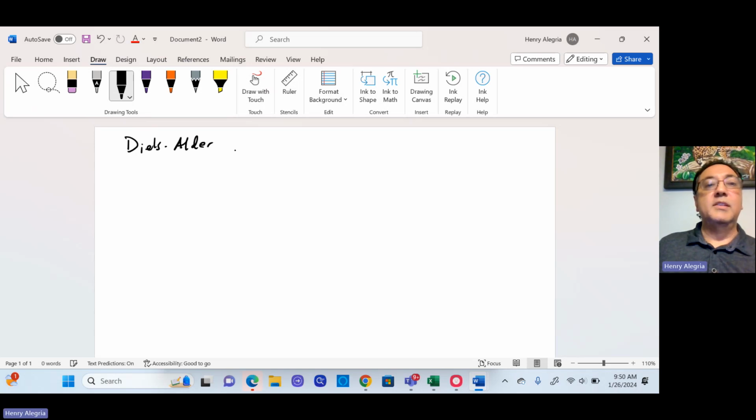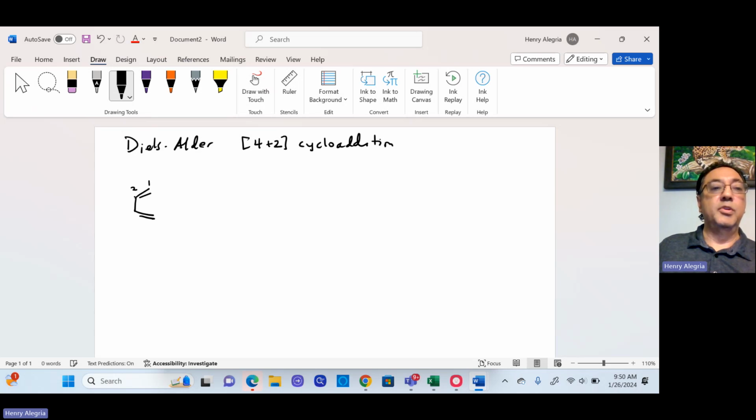Diels-Alder reaction. This is also known, by the way, as 4+2 cycloaddition. So let me remind you again what I just showed you. This would be a Diels-Alder reaction, where you're going to have this 1,3-butadiene reacting with this ethene. You're going to get your electrons flowing this way, and you're going to end up getting cyclohexene as your product. 1, 2, 3, 4, 5, and 6.